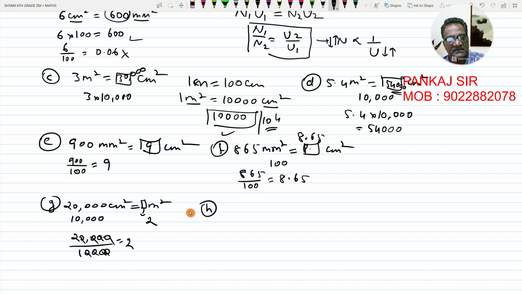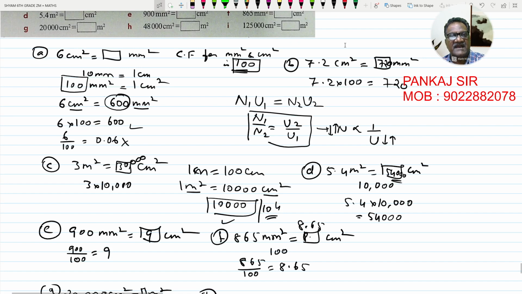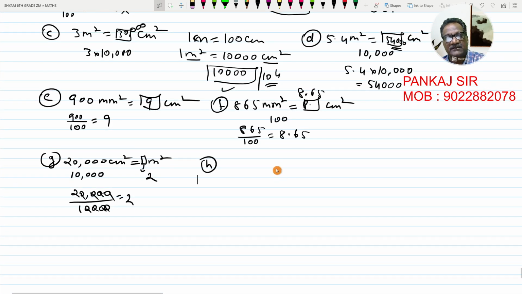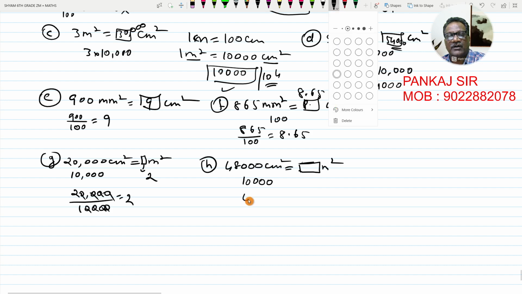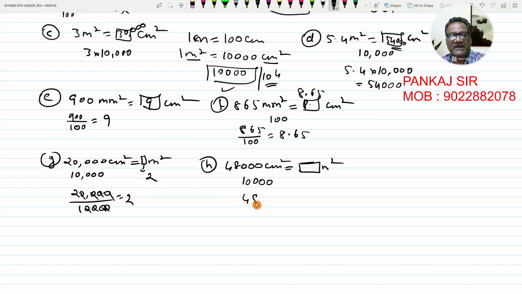H says that 48,000 centimeters square to meter square. 48,000 centimeters square is equal to how many meter square? So the conversion factor again is 10 raised to 4, and this time I'm going to divide 48,000 by 10,000, and this will give me the answer as 4.8.